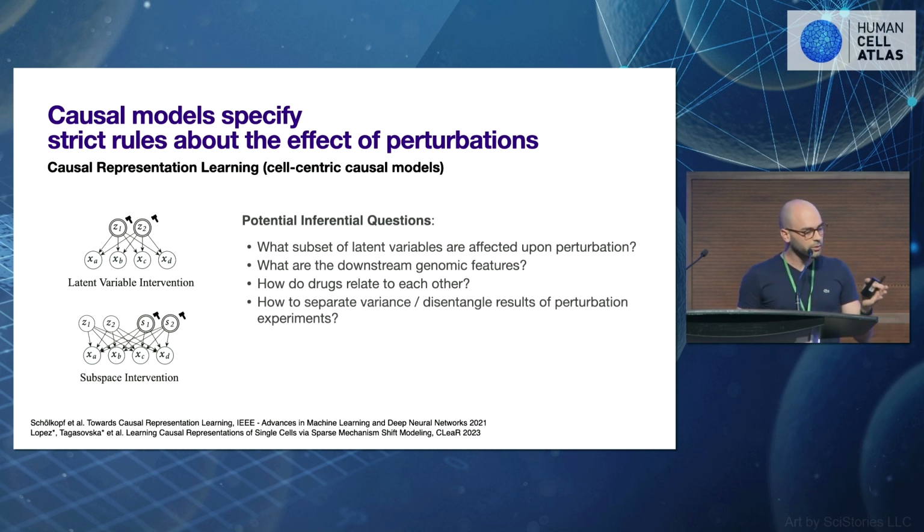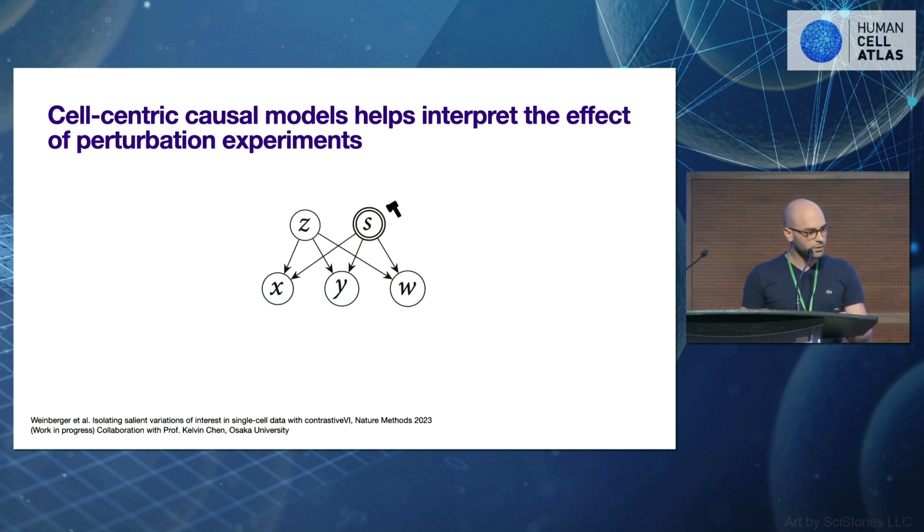And if we think about subspace intervention, that's what I want to focus on. How do we separate variants, or how do we disentangle the result of those perturbation experiments? So let's go through an example. Here is a model that I'm interested in for today. We have Z, a subspace of latent variables that explain the omic variation present across all of my vehicle cells, my non-targeting control. I mean, it's not a CRISPR screen, but my control cells.